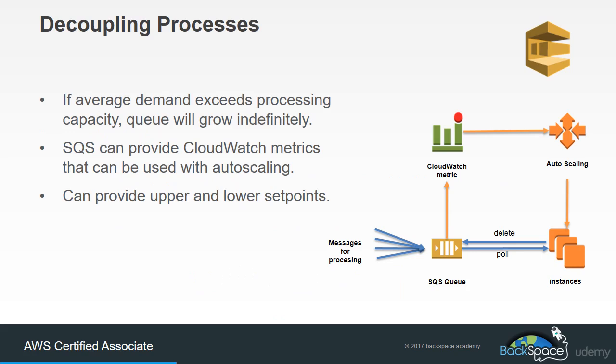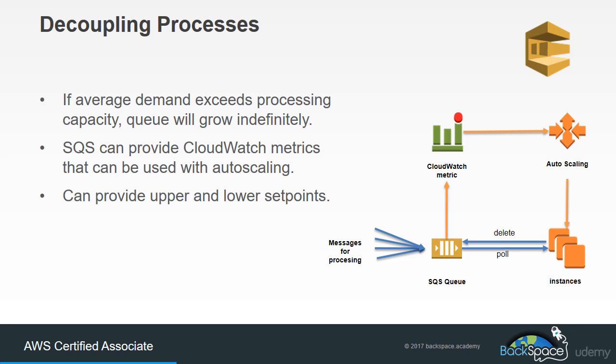SQS allows us to decouple our processes, so it allows us to cope with those peaks and troughs. But one thing we need to understand is that if the average demand exceeds our processing capacity, so over time, if those peaks and troughs still average out to be more than what our instance can cope with, then that queue will grow indefinitely and it will continue to grow until such point in time that the SQS service can't handle it anymore. SQS can provide CloudWatch metrics that can be used with auto scaling.